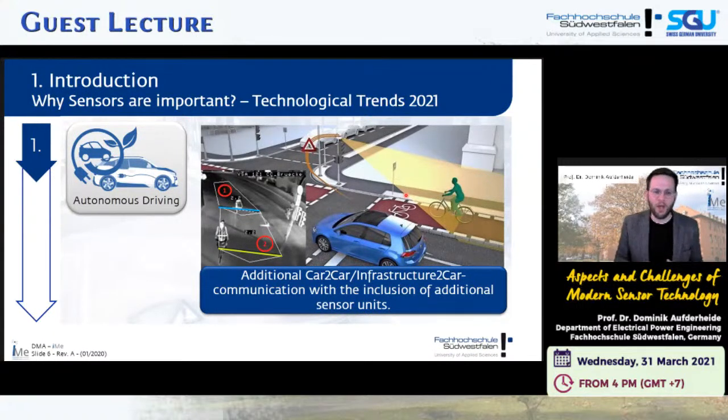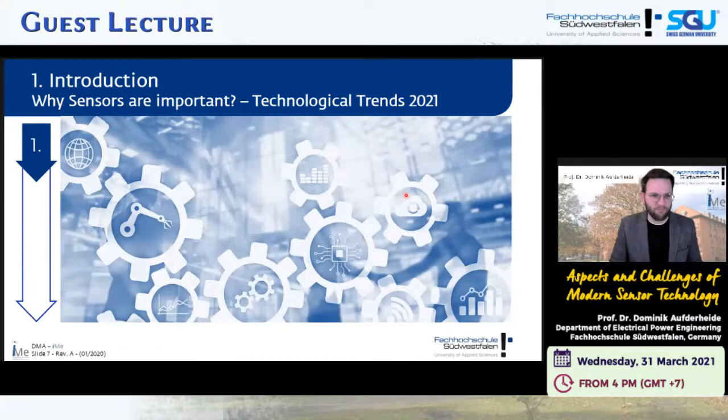That means in the end, we will have very complex sensor networks in order to achieve the goal of autonomous driving. And it needs to be clear, the machine learning part is very important. The data analytics part is very important, but you can only analyze data you have acquired and captured before. Therefore, the sensor part is as important as the algorithmic part.